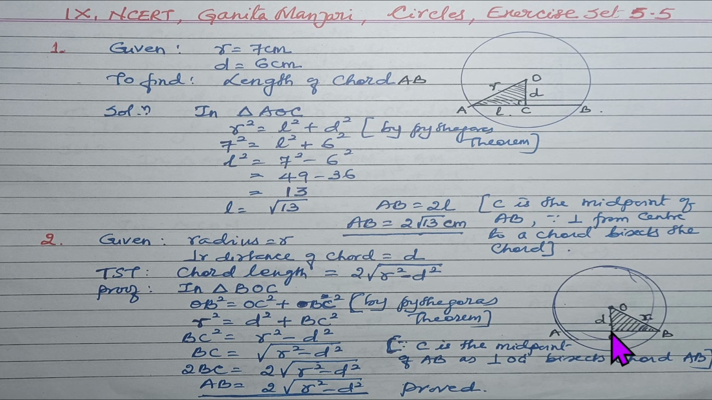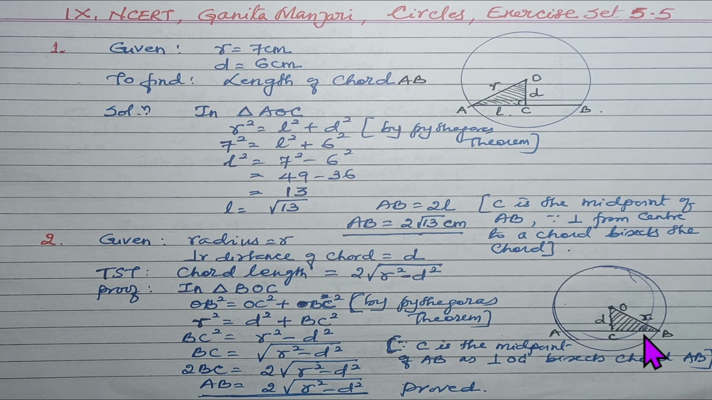Now if you take the triangle BOC, then OB square is equal to OC square plus BC square. That means OB square is r square, r square is equal to OC square, which is d square, plus BC square, and BC square is equal to r square minus d square, or taking square root on both the sides, BC is equal to square root of r square minus d square. But we know that C is the midpoint of AB because OC is perpendicular to the chord.